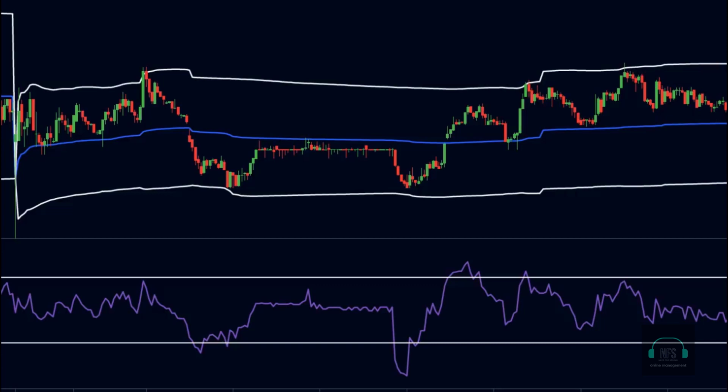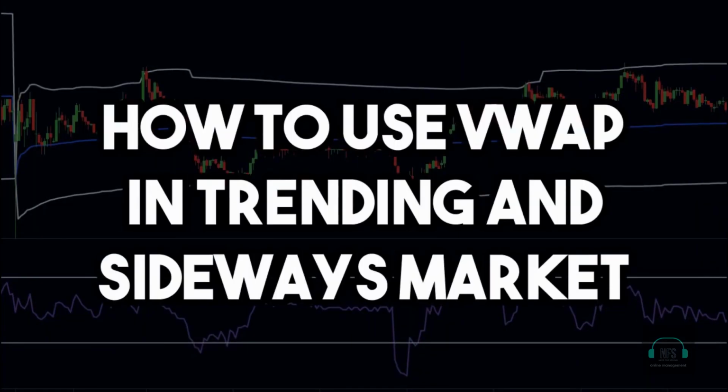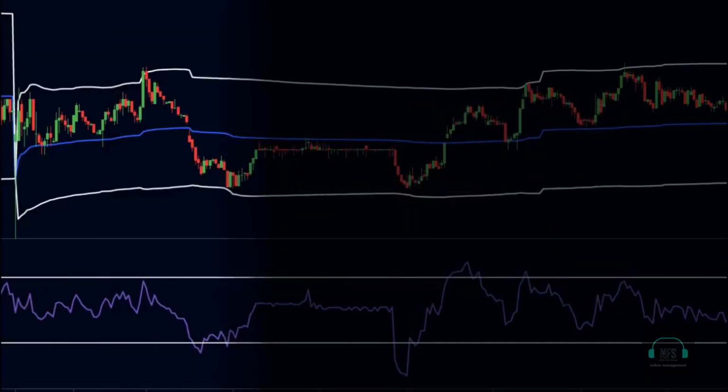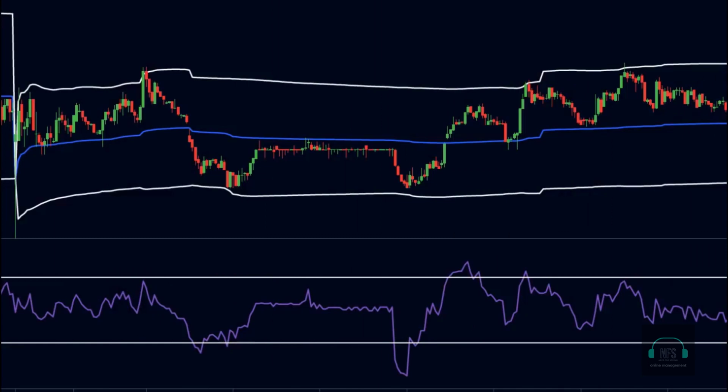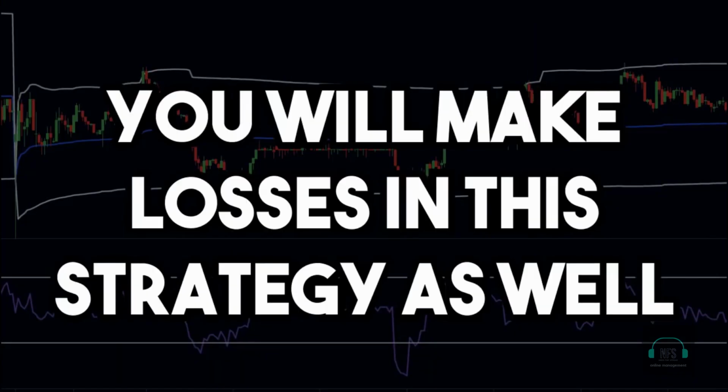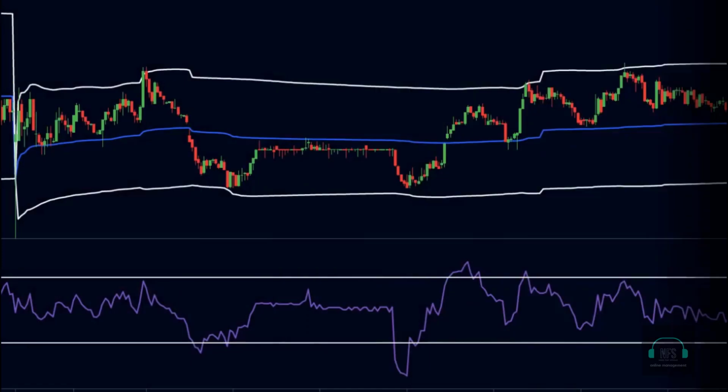In this video, I have shown you how to use VWAP in trending and sideways market. Just like any other strategy, you will make losses in this strategy as well. But the probabilities of success are much higher than the losses. So practice this strategy and paper trade it before putting your hard-earned money in it.